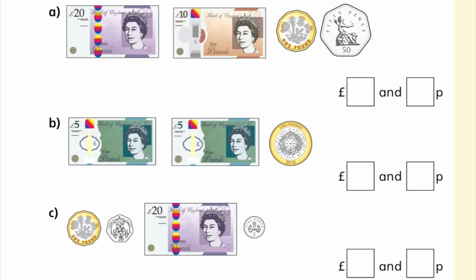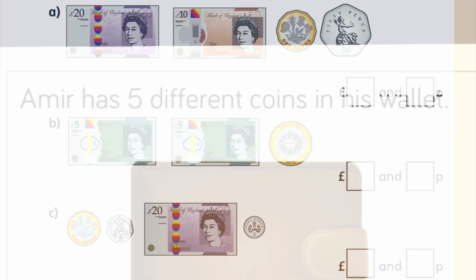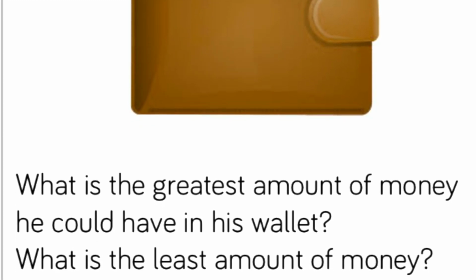For chili 2 and chili 3 today, I'd like you to have a go at solving how much money is shown. This will be emailed out to you, or you can have a go at writing this in your book. For your challenge, Amir has 5 different coins in his wallet. What is the greatest amount of money he could have in his wallet, and what is the least amount of money?